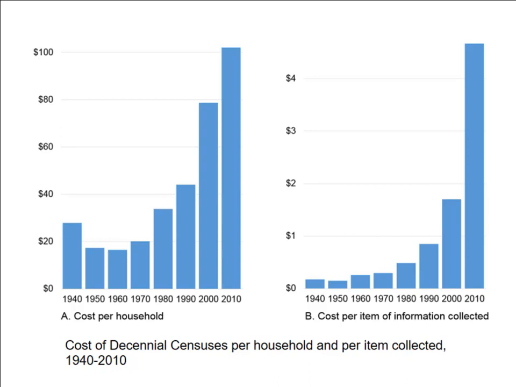Over on the right, I've done it as cost per item of information collected. So that's the population multiplied by the number of questions they asked, and depending on the sample density of the long form and whatnot, that varies over time. By this metric, you can see just what a disaster 2010 was. It used to be that half the cost of collecting the census was the long form. They got rid of the long form, and the price still went up. So in terms of cost per item of information gathered, it was a disaster.